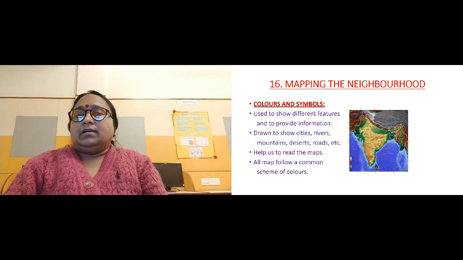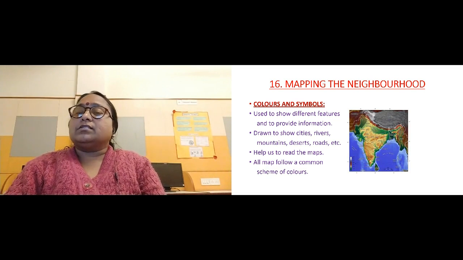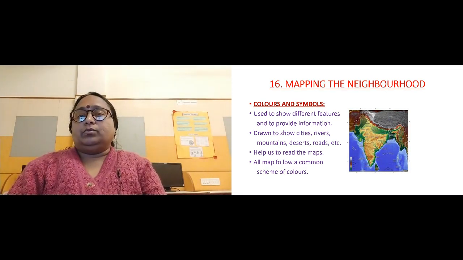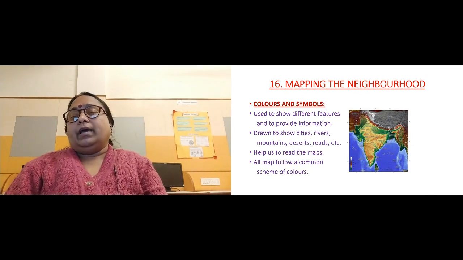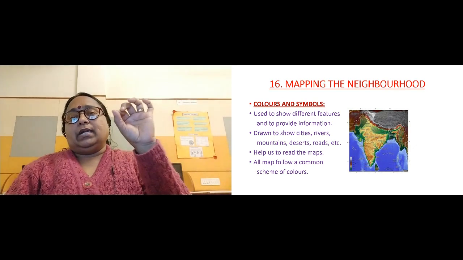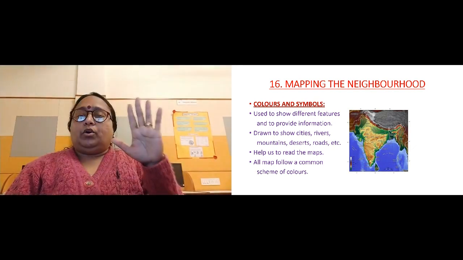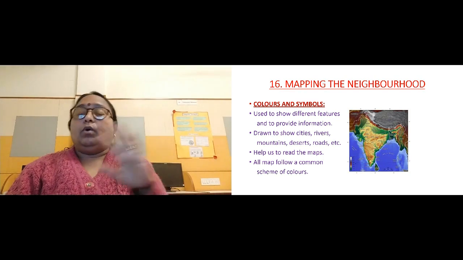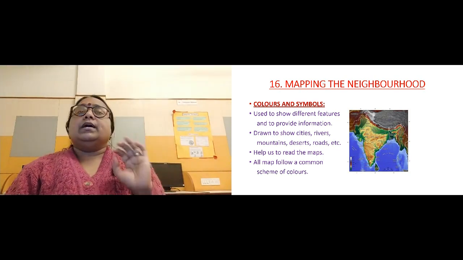Then this scheme of colors is common for all maps. In every map the water body is blue, the mountainous region is brown. So whichever map you take, if you see blue in color, it means a water body. It can be a river, it can be a lake, it can be a sea, ocean, anything. Water bodies are all blue in color.